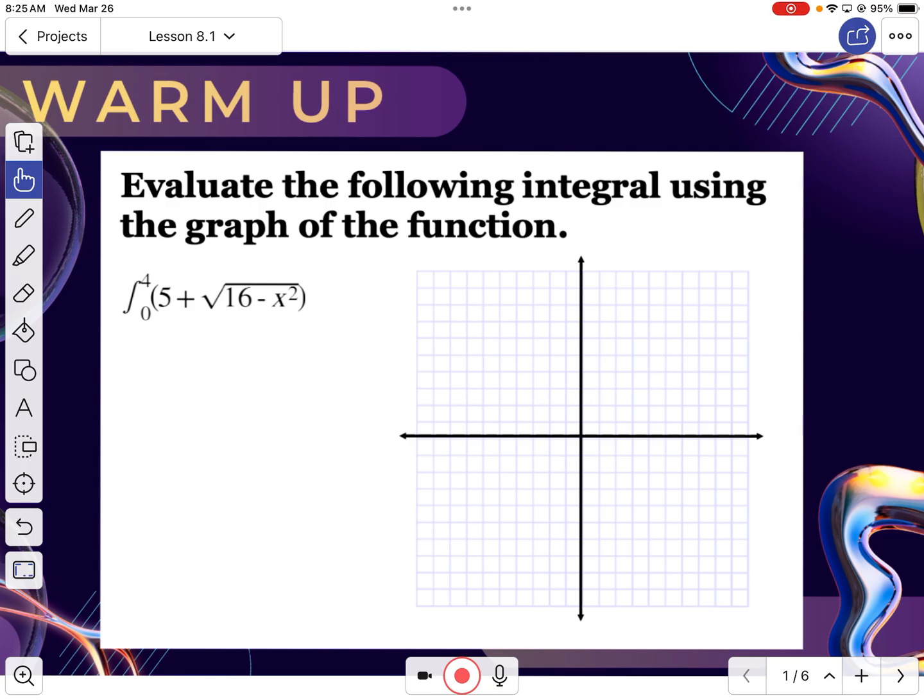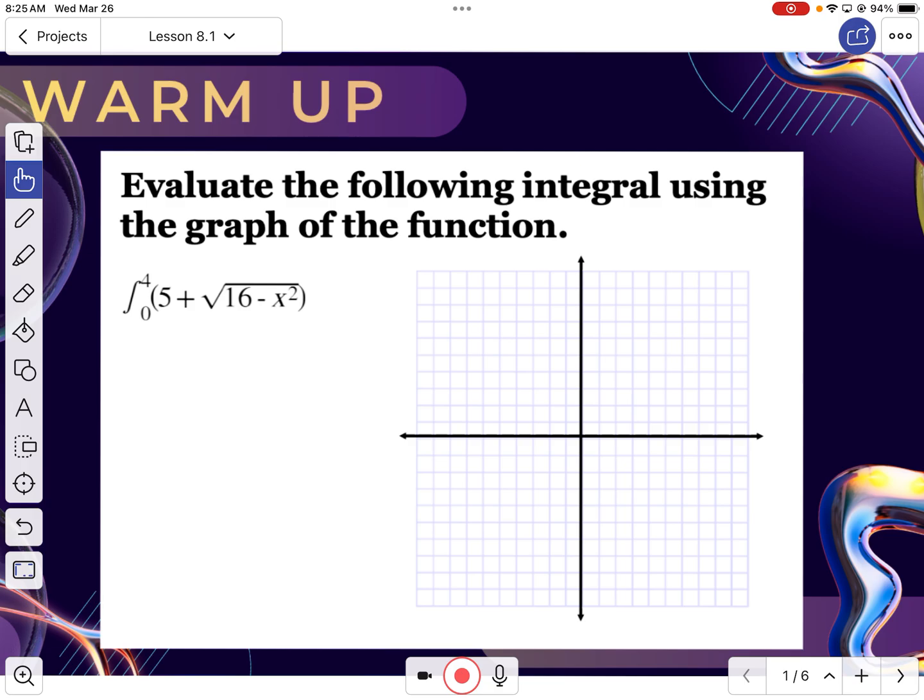So it's all good. All right, so we want to evaluate this integral using the graph of the function. The main reason we want to do that is we actually couldn't evaluate that square root of 16 minus x squared. We don't have enough stuff in it to make it happen, so we would have to do this one graphically. First of all, what is that?